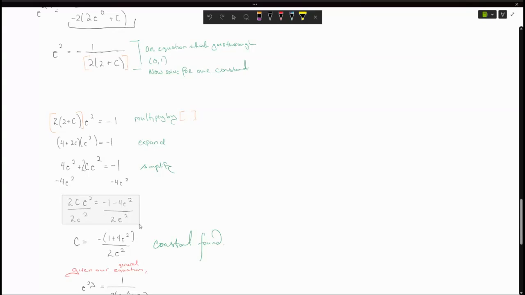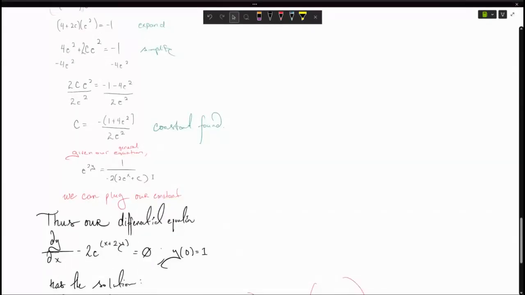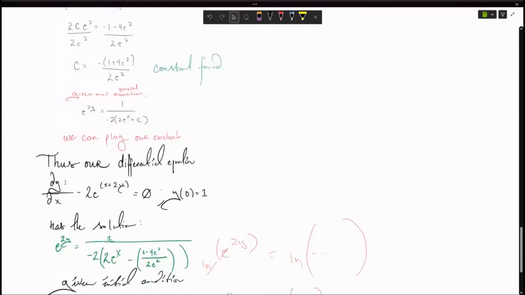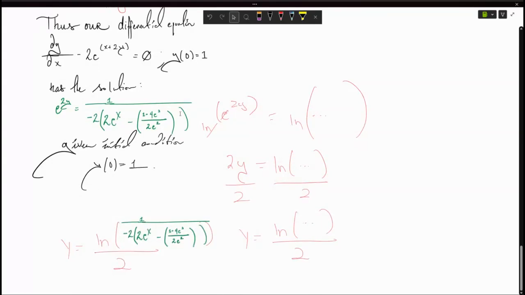And so we find our constant, and given our general equation, which is above in terms of y, and which is explained by x, we can plug in our constant, which we just found here. And thus our differential equation can be explained by this in the green, given our initial condition. And if you really want to just solve for y, here would be your answer after taking the natural logarithm of e to the 2y, which will just leave you with 2y. And all of that is in the parentheses, which is this. And this would be your final answer.